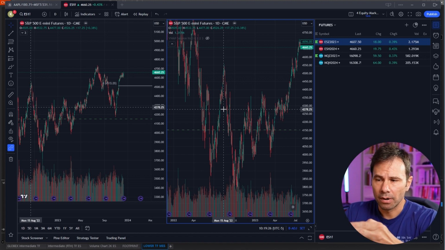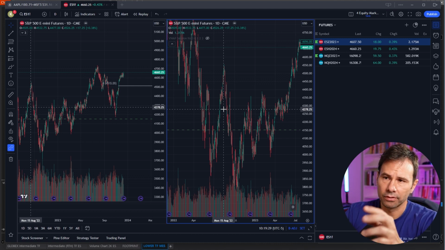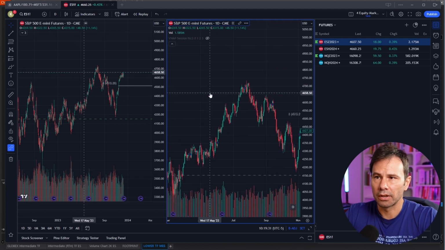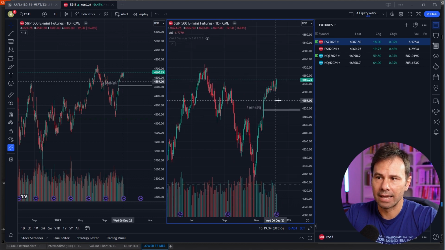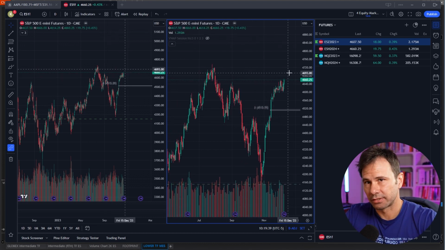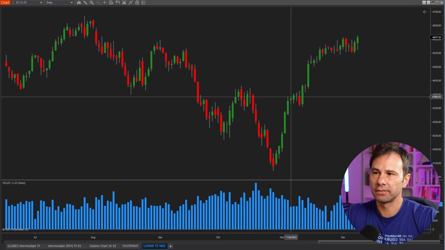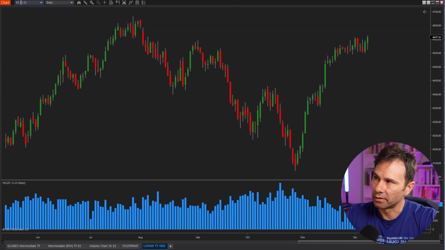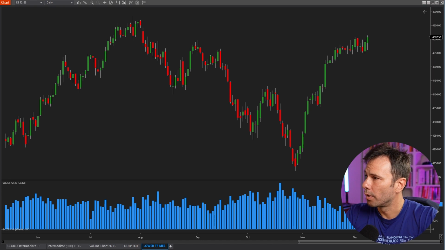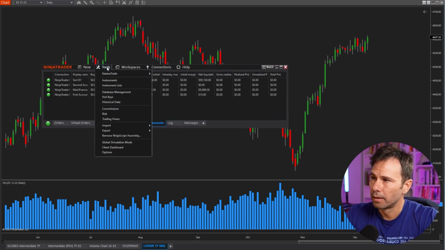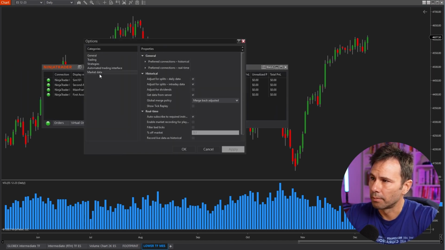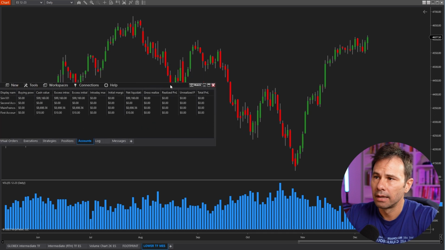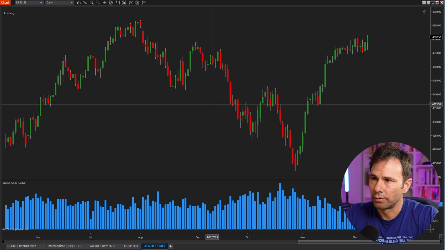TradingView does not have the problem that NinjaTrader has, because TradingView adjusts the data by the expiration, right? So what happens to Ninja? This is the NinjaTrader chart that I've been using, right? This is the December contract. Now I want to show you when you come here and you go to tools, options, market data, and you put this global merge policy, merge non-back adjusted. You click apply, and then you reload your data.